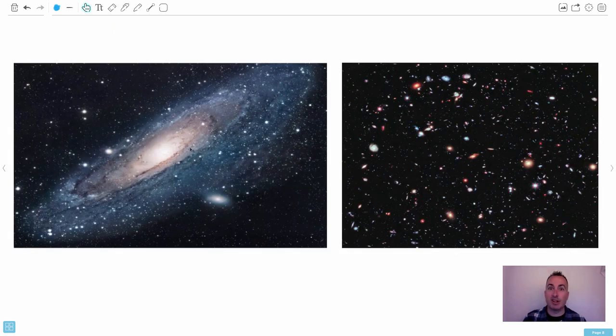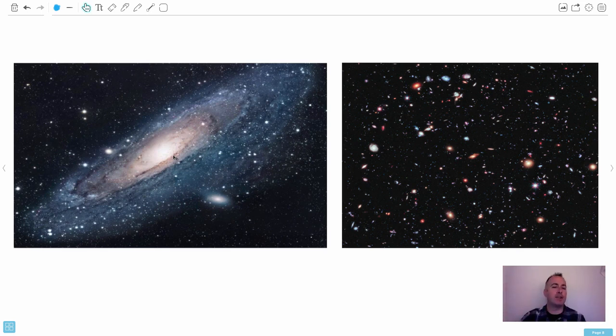Near us, we actually call this the local group. There's other galaxies that are sort of in our hood, so to speak. So this right here is one of the closest ones. This one's called the Andromeda Galaxy. And this is a real picture of it. It's beautiful, I think. So the Andromeda Galaxy is actually coming towards us.